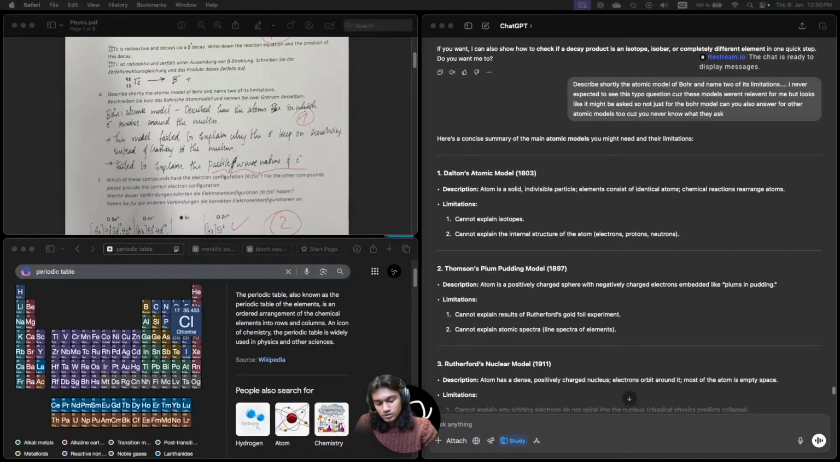Thomson's plum pudding model. So after Dalton, it's Thomson.